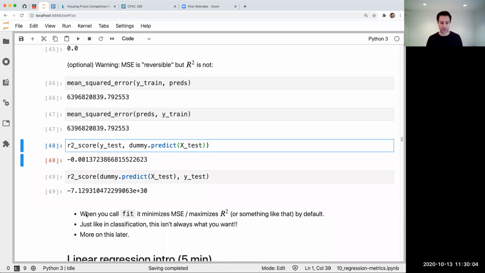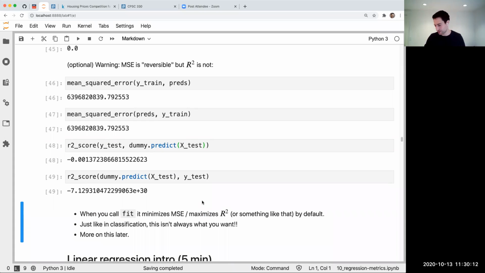And when you call fit, it, roughly speaking, tries to make the score as high as possible. And as we saw with classification, that isn't always what you want. We saw that maybe your fit makes accuracy good, but you actually care about precision or F1 or one of those other things. And so we'll talk a bit more about that today. And is R squared actually what we want? But first, questions.